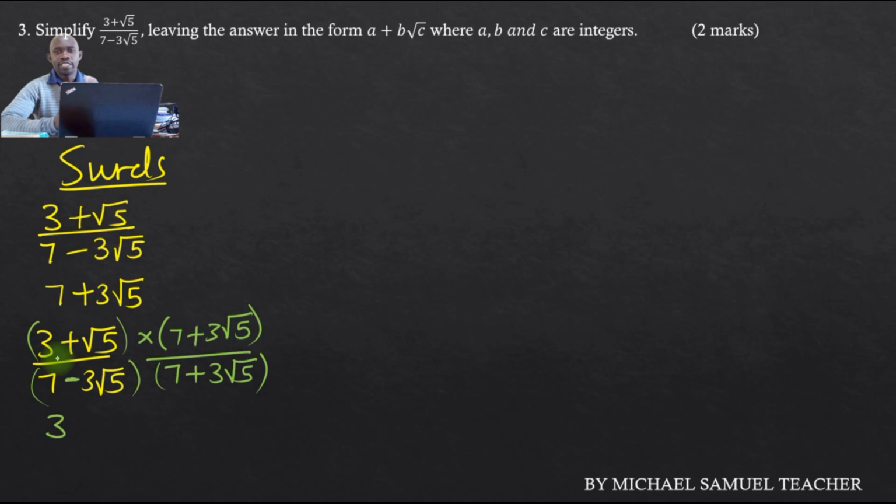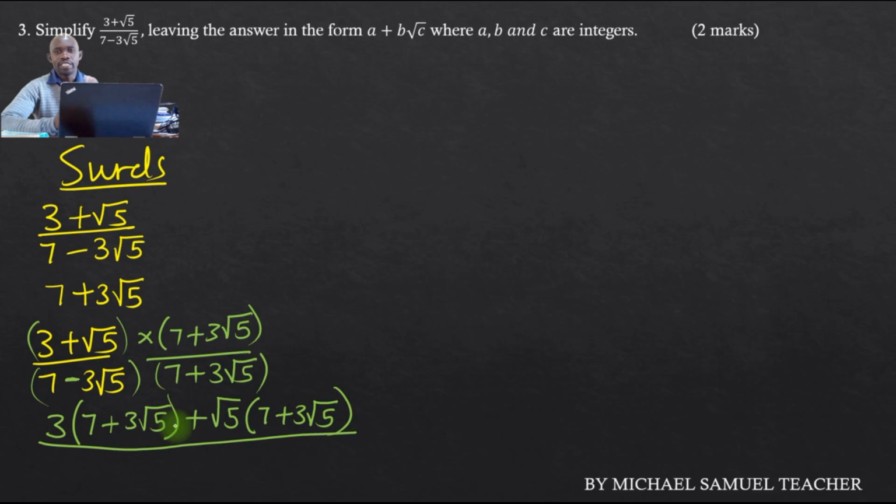So I have 3, the numerator, open the bracket, multiply by what is in the second bracket, 7 plus 3 root 5, then plus root 5, multiply by what is in the second bracket, 7 plus 3 root 5, all over the denominator we have 7, multiply by what is in the second bracket, that is 7 plus 3 root 5, then plus minus 3 root 5, multiply by 7 plus 3 root 5.